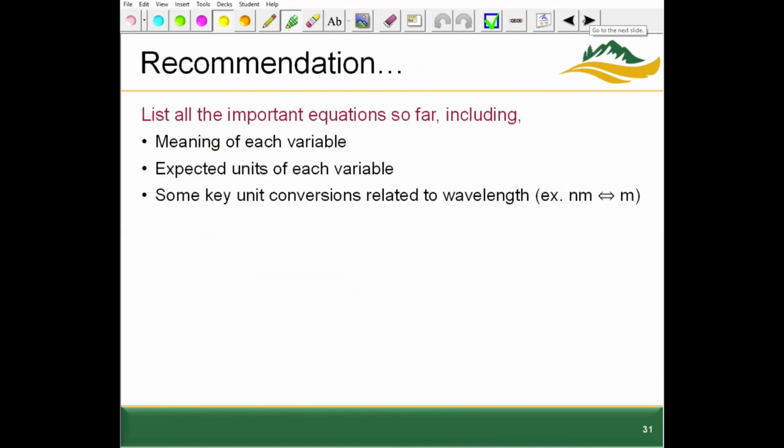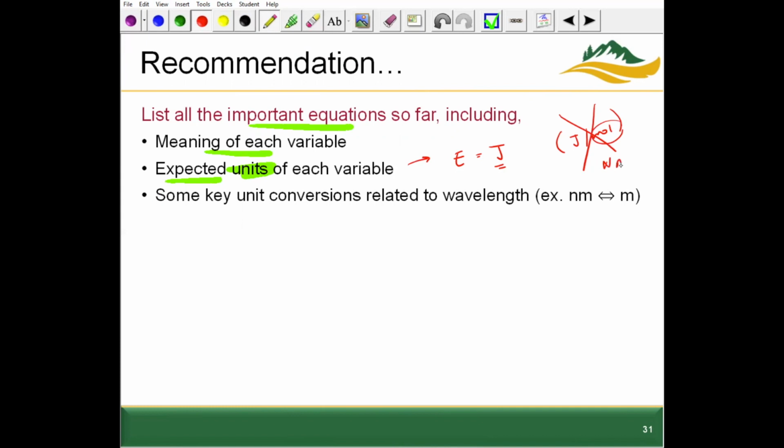One recommendation I have for you is to list all the important equations we've gone through so far in chapter 7. Note the meaning of each variable, the expected units of each variable. One specific one to keep in mind is that energy needs to be in joules. It can be in kilojoules, but it can't be in joules per mole, for example. If it's on a per mole basis, we needed to divide by Avogadro's number. So again, expected unit of energy, just joules, not joules per mole. Then some key unit conversions, like we dealt with megahertz.